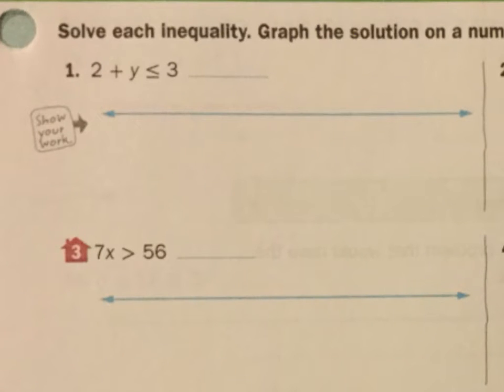We're going to do independent practice part 1, number 1 through 5 on page 639. Let's start with the first one. It's 2 plus y is less than or equal to 3. I would like to get rid of this 2, so I just have y. It's a positive 2, so I'm going to subtract 2 from each side.